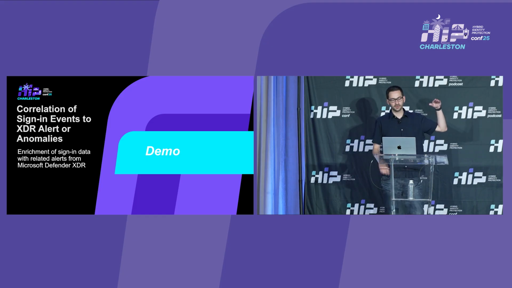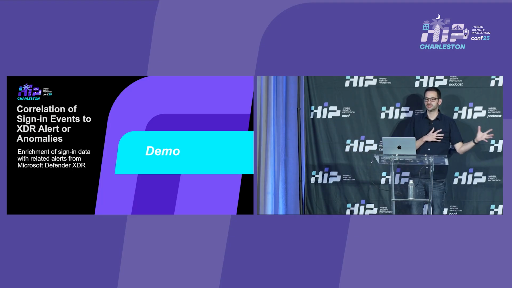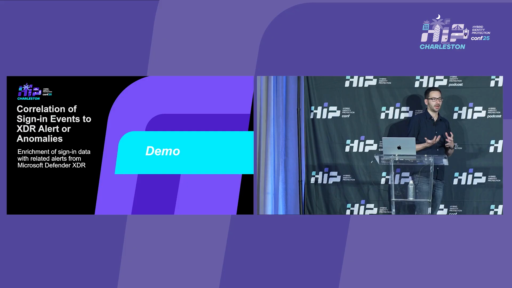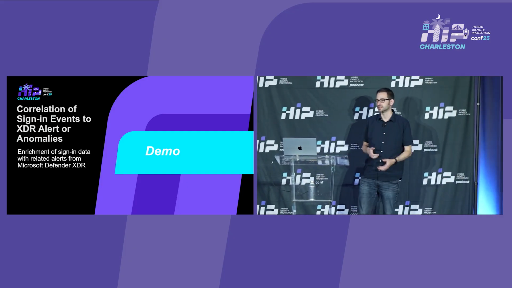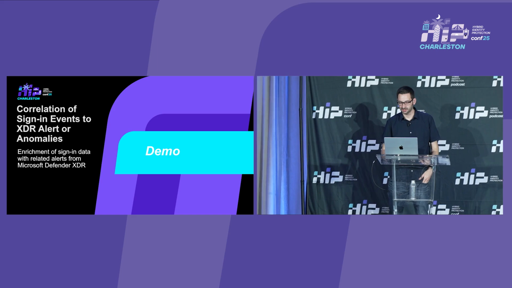UEBA gave you feedback. Is it an uncommon volume of operations? Is it an uncommon country, uncommon ISP, uncommon access to a resource? And with that in mind, I try to map those ones to sign-ins. And yeah, based on the IP address and time range, as I mentioned before. So that can be really, really powerful.